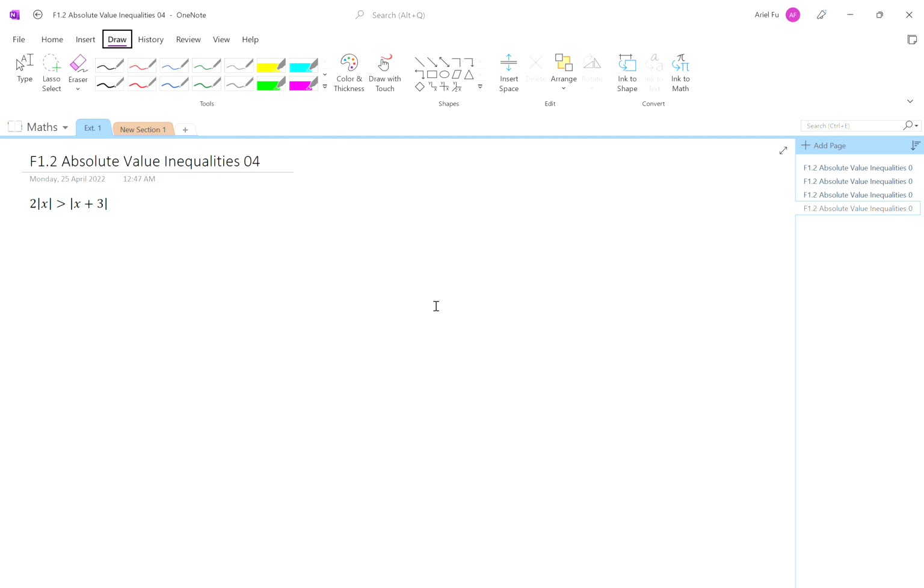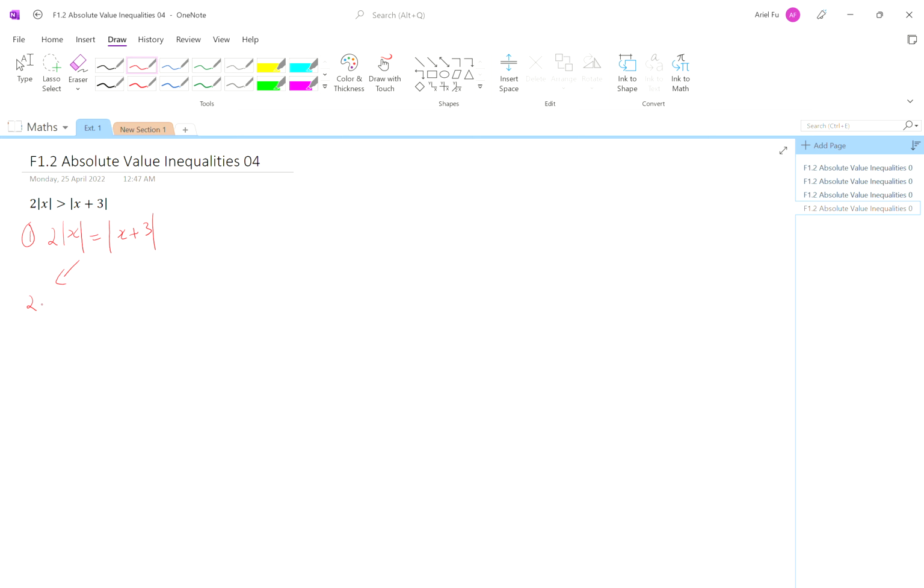Okay, let's do one more example of absolute value inequalities. So when you see something like this, step one, ignore the inequality sign. You're going to get 2 absolute value of x equals absolute value of x plus 3. Now this is interesting because we haven't come across something like this before, but it doesn't really matter because I can still dissect it into 2 cases.